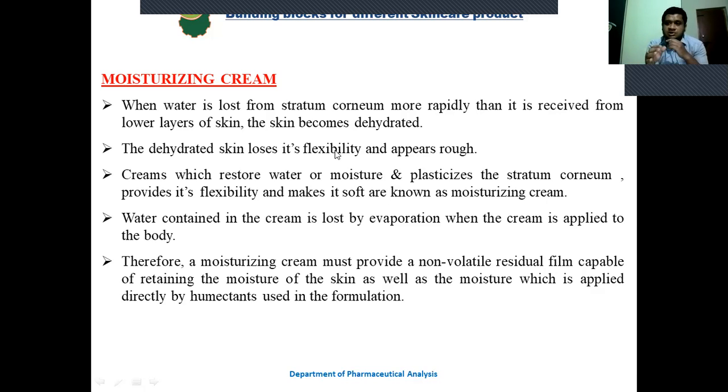Okay, it's very simple. Whenever you apply that moisturizing cream, the water will get evaporated from the cream, not from the skin. After applying, the water will get evaporated. What is left is oil, so that oil will be retained on the skin as a layer. So the water which is present in the stratum corneum has to pass that particular layer, and only then will it get lost.